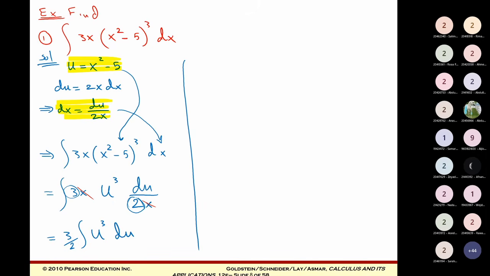Now, this is very easy to find the integration of u to the power 3. This is equal to 3 over 2 times u to the power 4 over 4, plus c. Now this equals 3 over 8, and replace u. What's the value of u? u equals x square minus 5. This is the value of u. This is the integration.